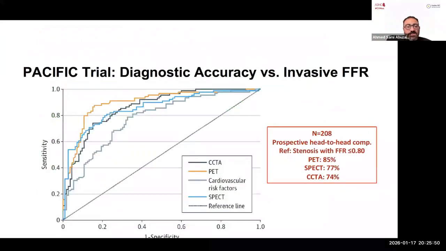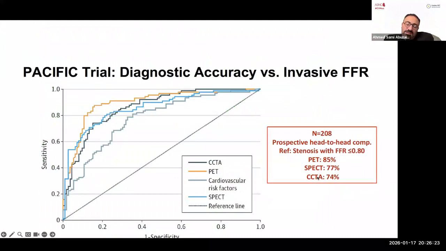Now, this is a very famous trial called the PACIFIC trial, where they tried to look into all these imaging tools between SPECT, PET, and coronary CT, and you can see how cardiac PET has really one of the highest diagnostic accuracy when they compare all of these to invasive FFR. There were around 200 patients head to head, they diagnosed all of that together, and cardiac PET had the highest diagnostic accuracy, 85%, higher than SPECT, obviously, and coronary CT.